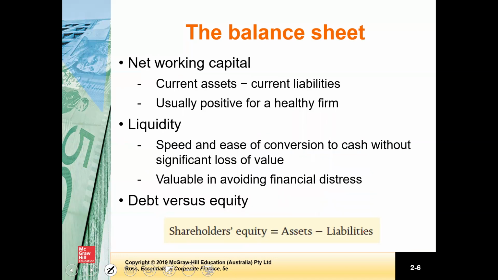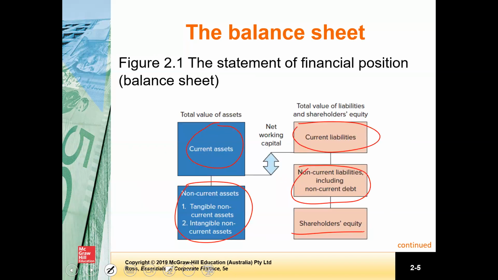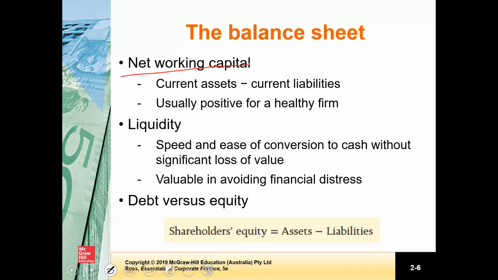Just a few additional terms related to the balance sheet. First of all is net working capital. As we can see in this balance sheet, we have current assets on the left-hand side and current liabilities on the right-hand side. The difference between current assets and current liabilities is called net working capital. This net working capital could be positive or negative at a given point in time.